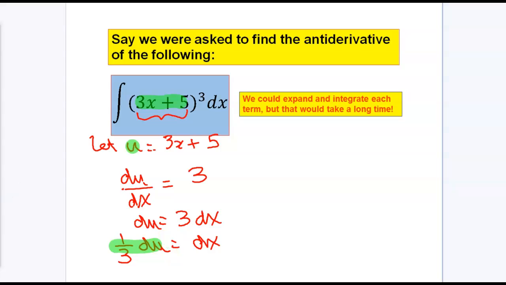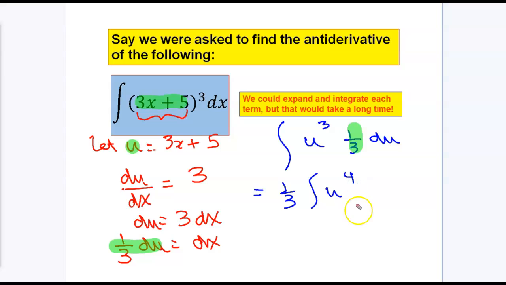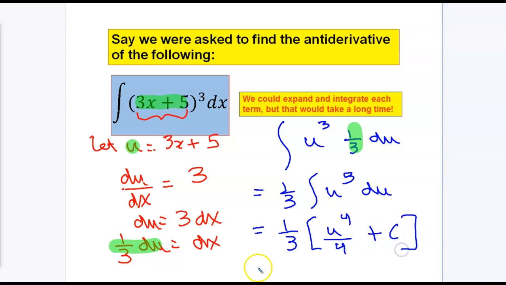So this integral now becomes the integral of, in place of 3x plus 5, I'm putting u, and it's still to the power of 3. And in place of dx, I'm putting in 1/3 du. Now, because 1/3 is a constant, my rules for integration allow me to put it out front. Oops, that should be a 3. So now I have this in a form that I can integrate. That's a 3, so I integrate: I add 1 to the exponent and divide, plus a constant.